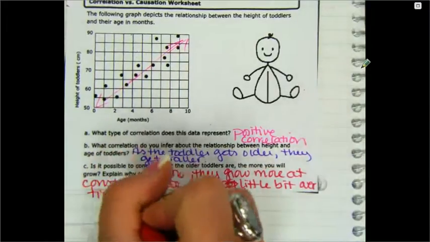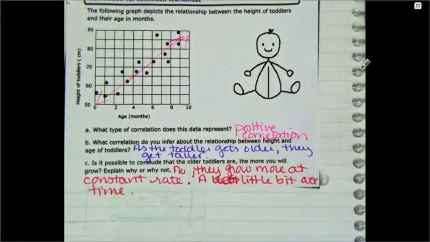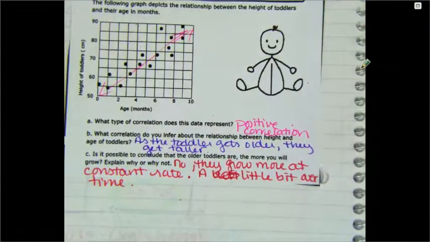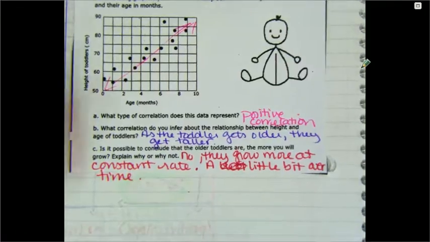A little bit more over time, right? As I grow, as I get older, I grow a little bit more. Yes, they have growth spurts, but it doesn't mean that all of a sudden they're growing 10 inches overnight, right? They hit 2.5 and all of a sudden they're growing a foot. Does that make sense? That's not how it works.